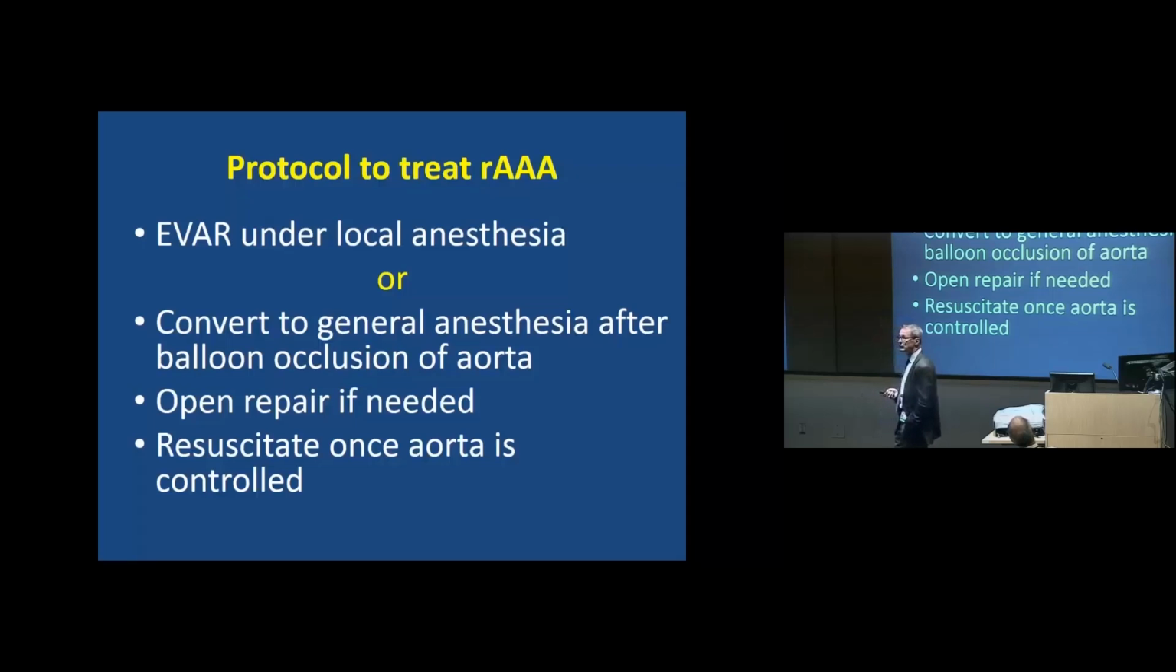We have that balloon occlusion in place, which greatly seems to improve the outcome for the open repair, because when you open the abdomen, the aorta is already controlled. You don't release all that bleeding when you release the tamponade. Again, you can do an open repair if needed, and we don't vigorously resuscitate until after the aorta is controlled, either with a balloon or with a clamp.